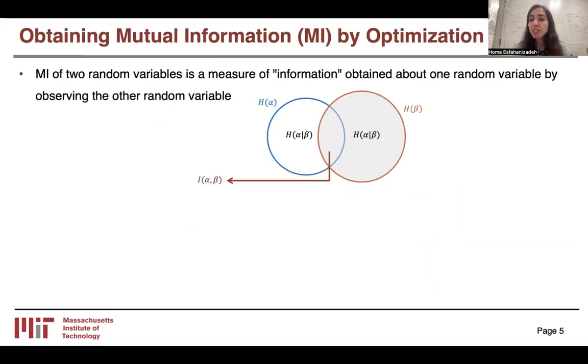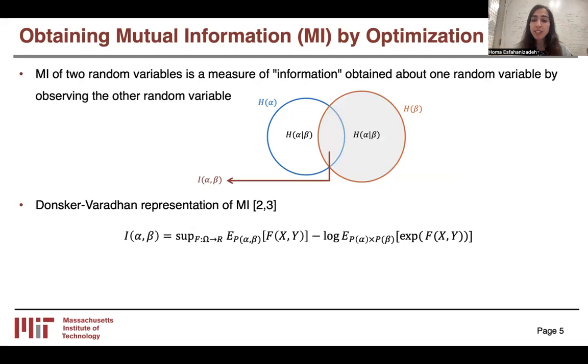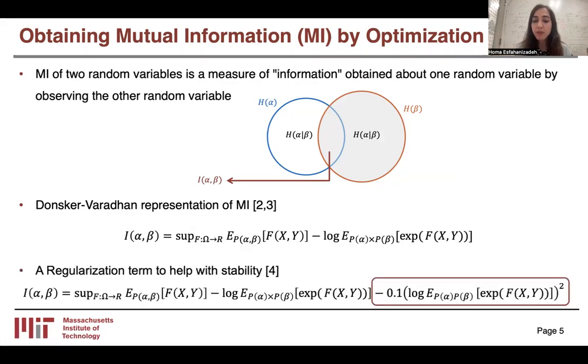As I mentioned, mutual information quantifies how much information on average can be obtained about one random variable by observing another random variable. For estimating mutual information, we use the Donsker-Varadhan representation of MI, which states that the mutual information between two random variables, alpha and beta, can be obtained by finding a function f that takes two inputs and maximizes this expression. In this expression, the first expectation is taken over the joint probability of alpha and beta, and the second expectation is performed over the product of the marginal distributions of these two random variables. For having better numerical stability when we do the numerical optimization, we also have an additional regularization term.